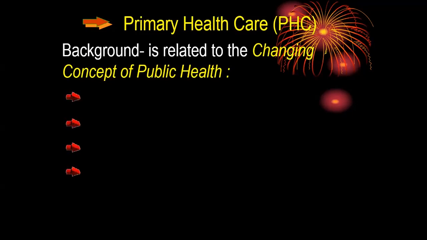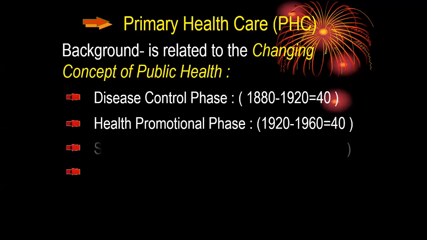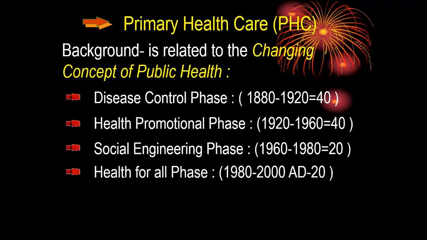It has some relation with the changing concept of public health. The changing concepts of public health are the disease control phase, then the health promotional phase, and the social engineering phase. During the application of the social engineering phase, the conscious people of the world observed a clear discrimination and a change: Health for all by the year 2000 AD, which is the outcome of primary healthcare.